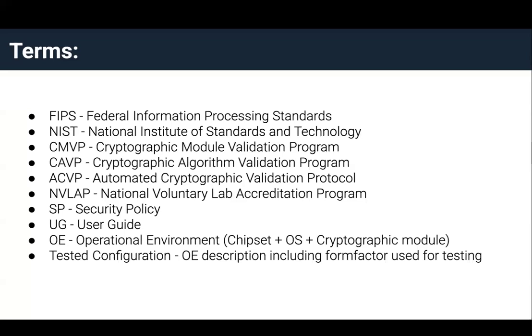NIST saw this as a little bit too much for them to handle all on their own with all their other missions already going. So they established the CMVP, the Cryptographic Module Validation Program, which would be in charge of specifically validating cryptography in cryptographic modules. At the time, it was hardware only.